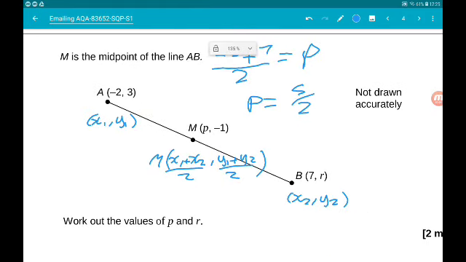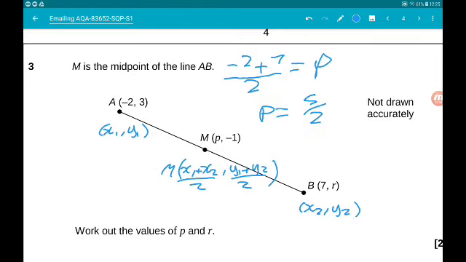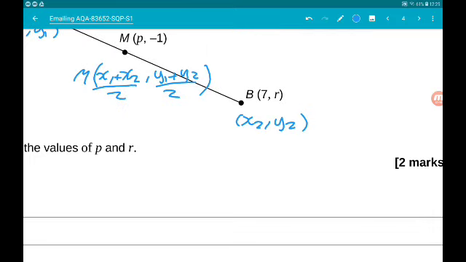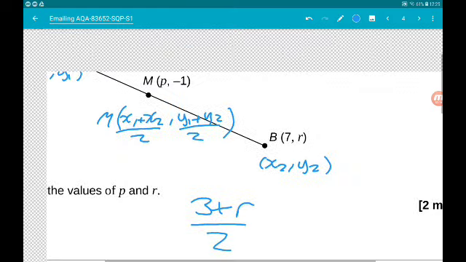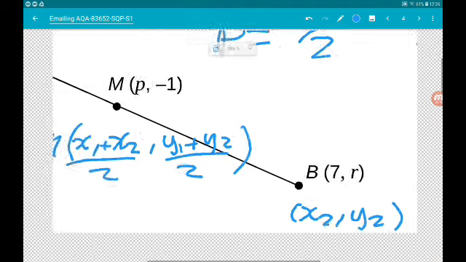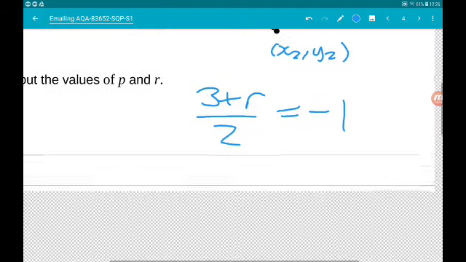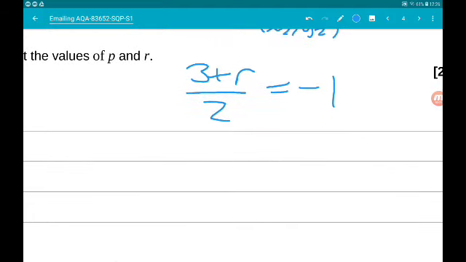Now, R, well, this time we know that 3 add R over 2 is equal to the y coordinate at M, so that's equal to -1. Now we want to solve this for R. So multiply through by 2, we get 3 add R is equal to -2. Take away the 3, R is -5. Cool.